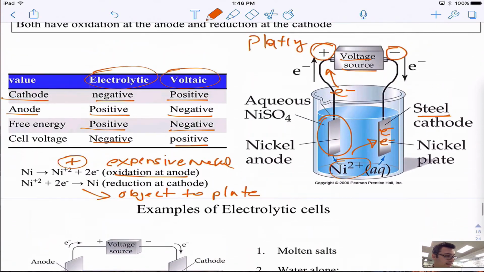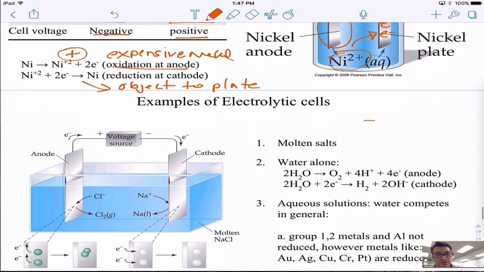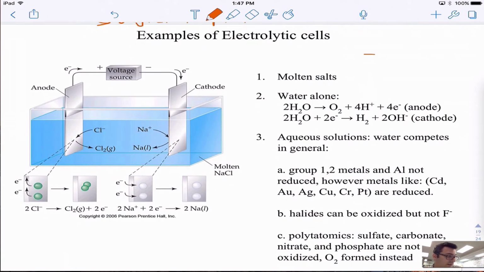Now, this is one example of electroplating. We can practice more of these in class where we plate different objects just to go through it again. But let's talk also about other types of electrolytic cells where we're undergoing electrolysis. And the purpose of doing this is to try and isolate elements.